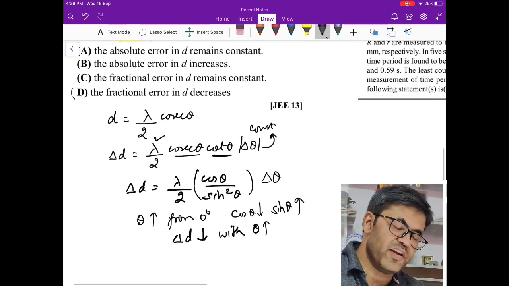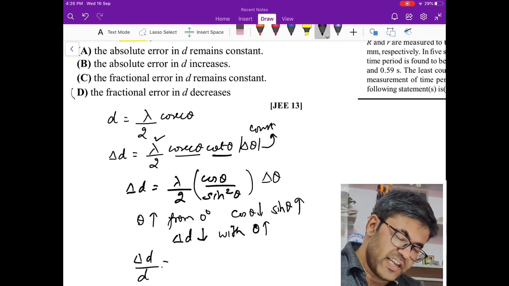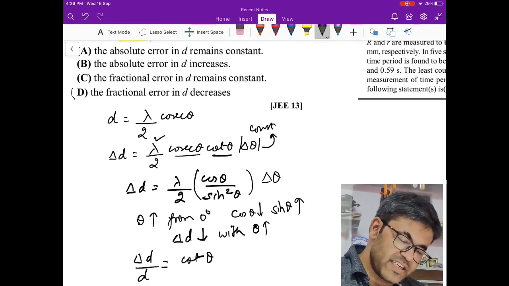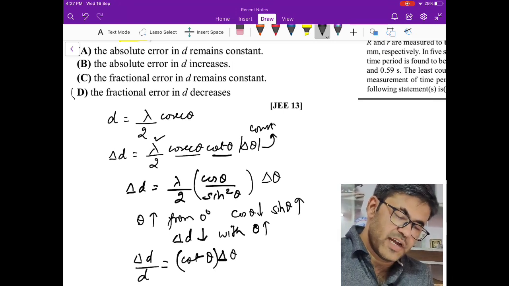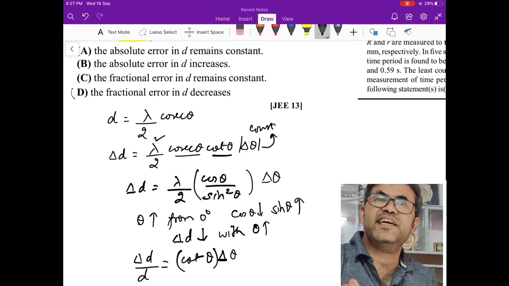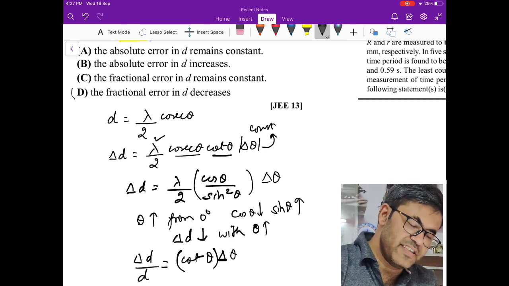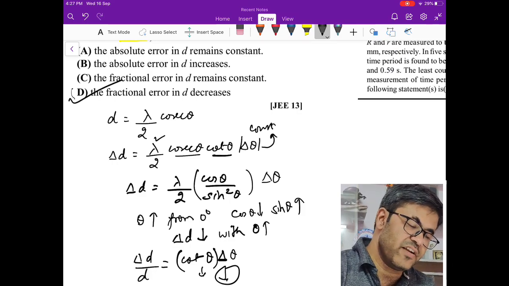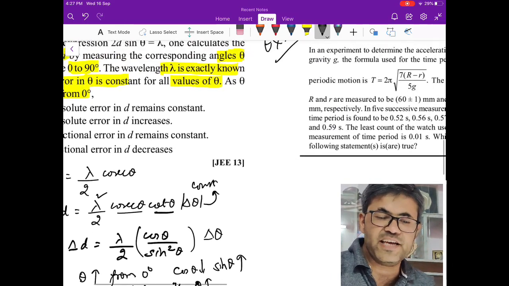Now fractional error I can write as delta d by d. So if I divide it by d, that cosec theta term goes, it becomes cot theta into delta theta. And as theta increases, tan theta increases, but cot theta decreases. That means this cot theta term will decrease, so this fractional error will decrease. So go for option D. This was from JEE 2013.